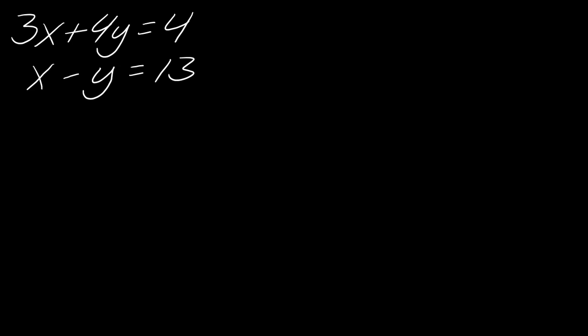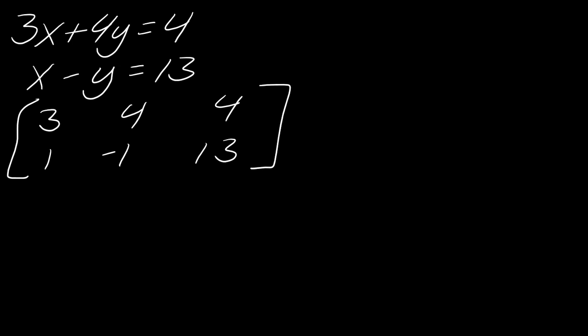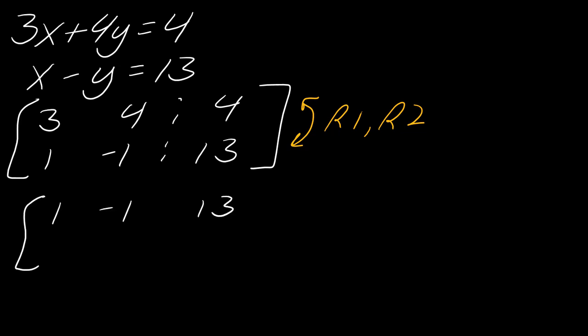Okay, so first I've got to set up the augmented matrix. And in this case, the easiest way to get that 1 would be to flip these 2 rows. So this is going to be 1, -1, and 13, 3, 4, and 4.